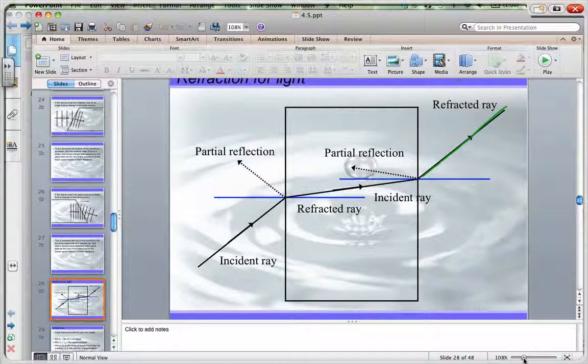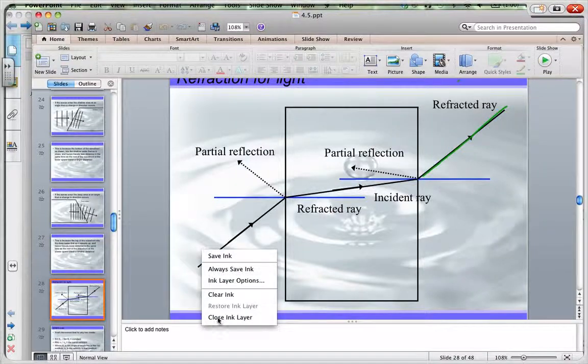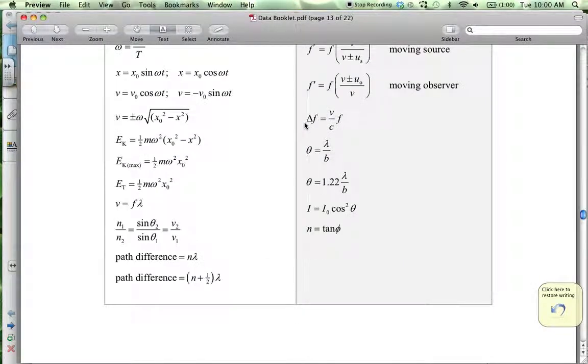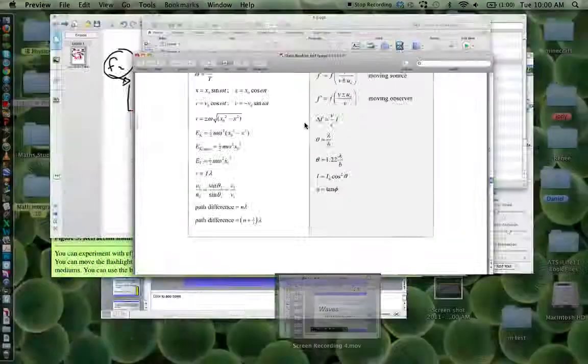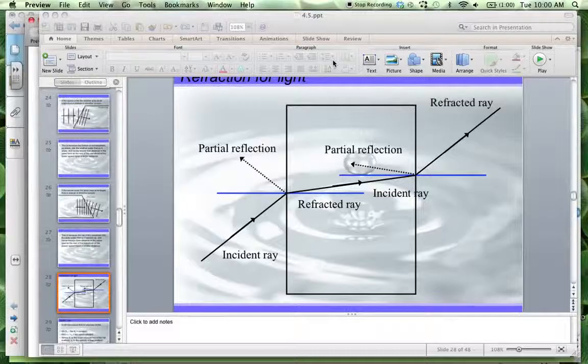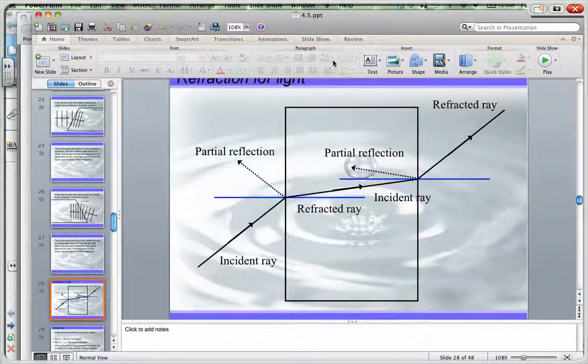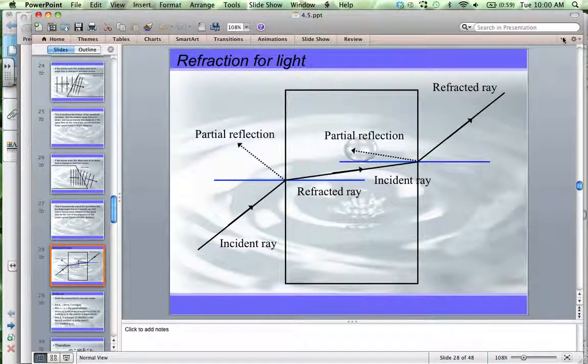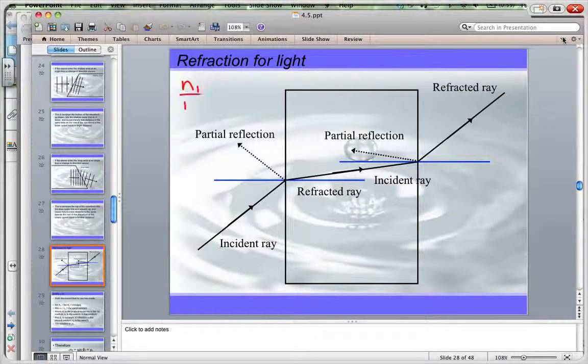Okay, so we've got our Snell's law formula. If we remember what that is, N1 over N2 is equal to sine theta 2 over sine theta 1. Okay, so we're going to use that formula there. N1 over N2 is equal to the sine of theta 2 over the sine of theta 1.